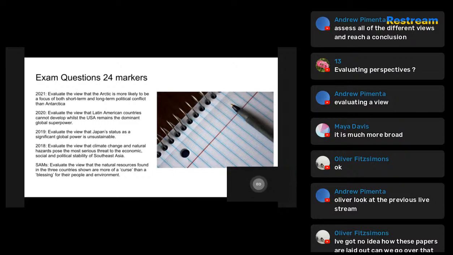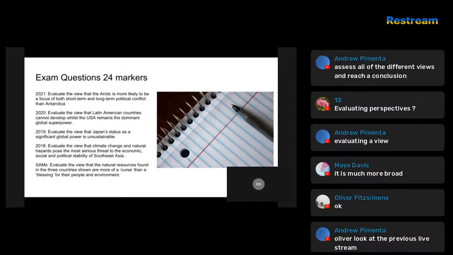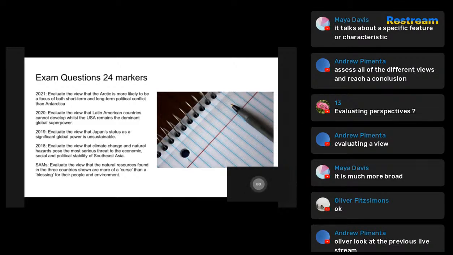Yeah, that's absolutely right. What we've got here is a much broader question, taking into account a wider spectrum of geography. Remember, the 24 marker is a single question. You're not going to get any other 24 markers in the actual exam, and this will be your final ever question that you answer for A-level geography.